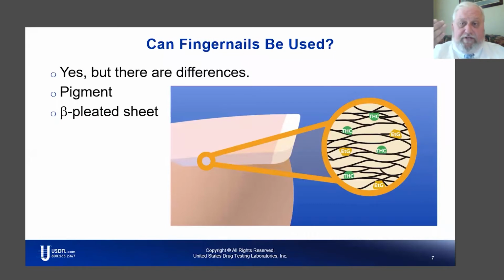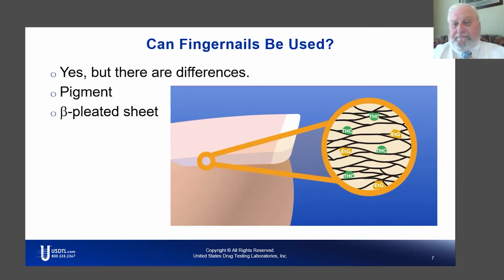And so, of course, it's not like fuzzy on the ends of our fingers, it's a hard plate. And so that's because it's the beta pleated sheet. Now, because of that, we have a couple of differences. Environmental exposure seems to not pick up as well on fingernail because it's a little harder.